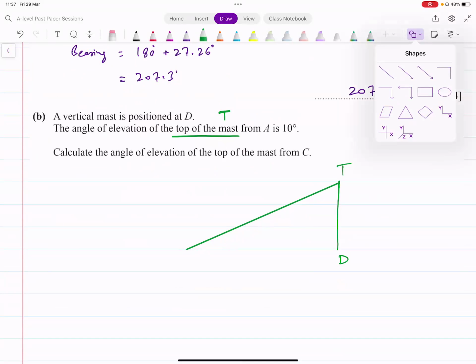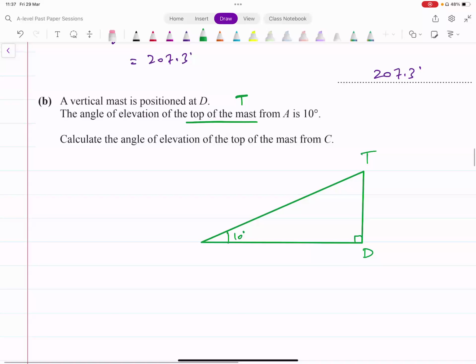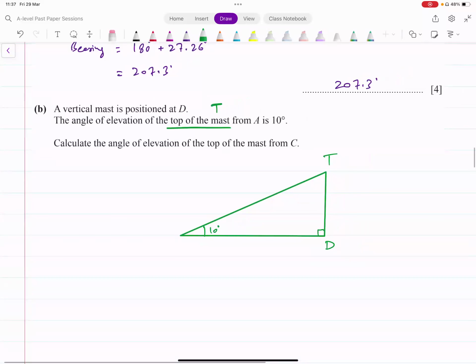Since the angle is 10 degrees, I'm just going to make it slightly more slanted like this. This angle is 10 degrees. Okay. This angle is 10 degrees. Okay. This angle is 10 degrees. All right.